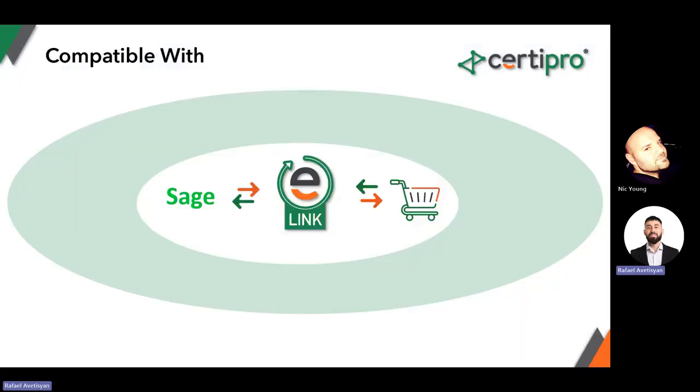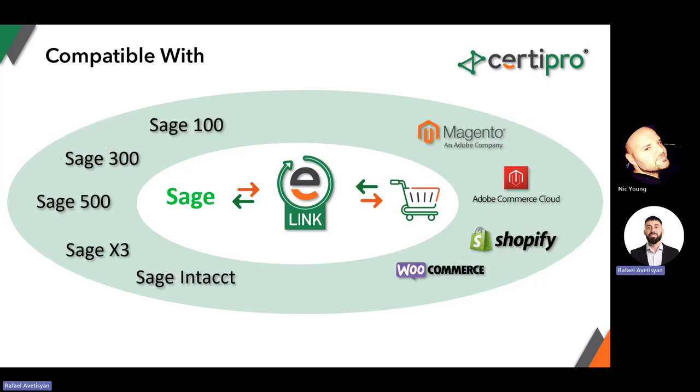Our eLink solution is compatible with various Sage ERP systems such as Sage 100, Sage 300, Sage 500, and Sage X3. And on the e-commerce side, it integrates with Magento, the open source and the Adobe Commerce, WooCommerce, and Shopify. In this video, Nick will demonstrate the available functionality on Shopify.